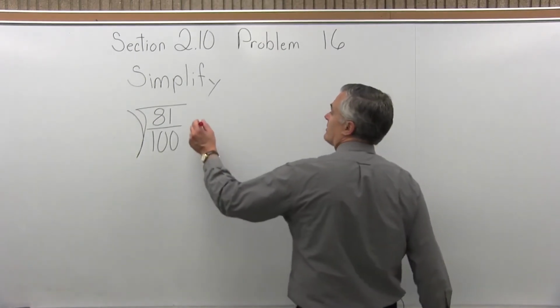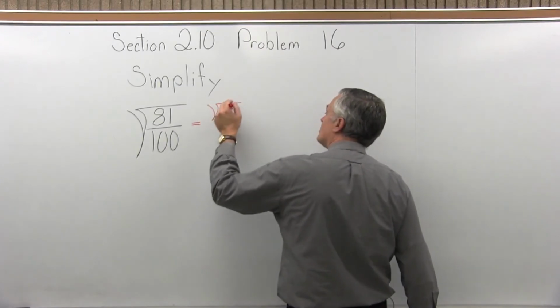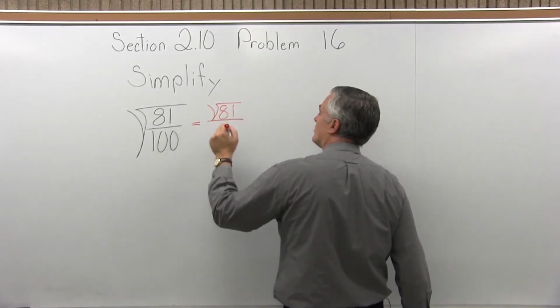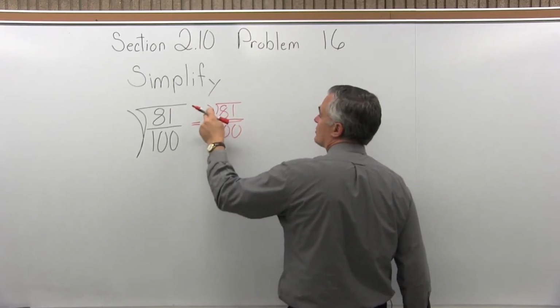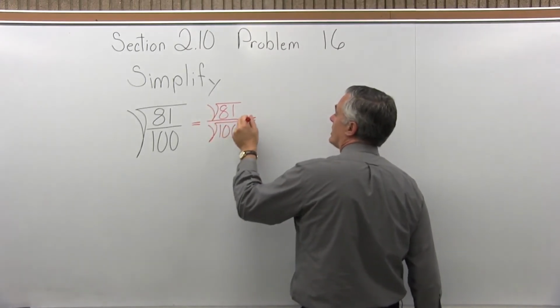So when you have the square root of a fraction, you can really break it into two separate square roots, square root of the numerator over square root of the denominator. So we can think of this as square root of 81 over square root of 100.